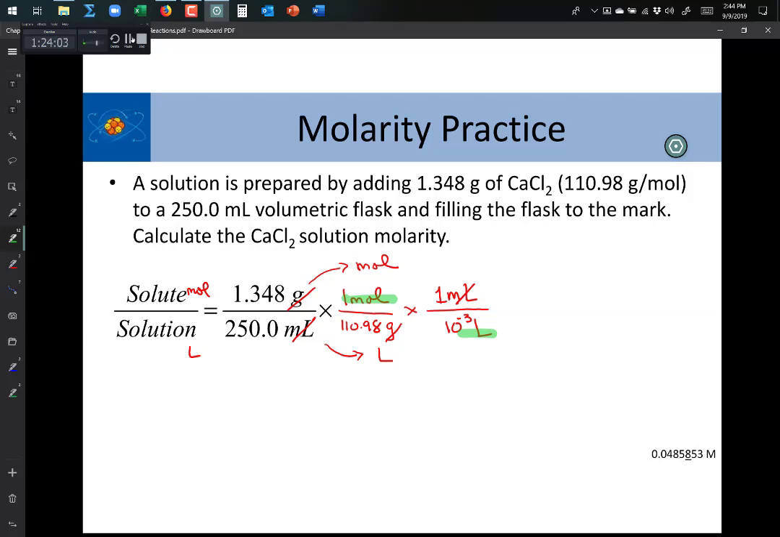So if you do that, you should get 0.04858 53 blah blah blah moles per liter, and then you look at sig figs and you should have 4. So I would write 4.859 times 10 to the minus 2 molar. Now if you're going to use this in another calculation, then you don't round, but you just mark it. Like here, I just mark the number at the bottom of the slide.